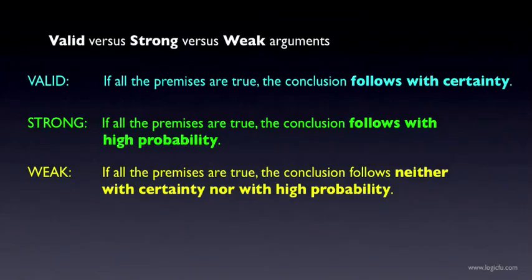With weak arguments, the conclusion isn't even likely or highly probable. It doesn't necessarily mean that it's unlikely either, or that the conclusion has very low probability of being true. It just means that the premises don't give us good enough reason to think the conclusion is true. And finally, both valid and strong arguments satisfy the logic condition for an argument to be good. Weak arguments fail to satisfy the logic condition and so are automatically ruled out as bad.